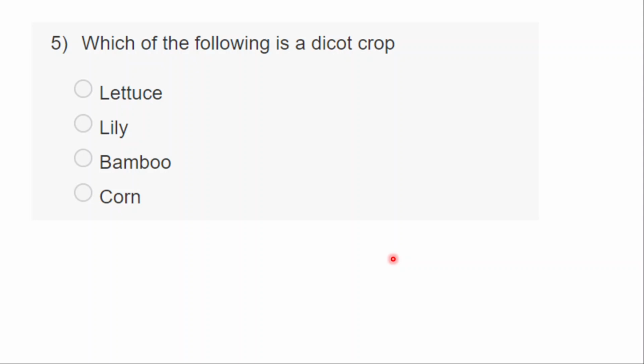Let us see what is the correct answer. Lettuce, A, is the correct answer. So lettuce is a dicot crop. Very good, very good. Many people have answered lettuce and they are correct. Lettuce is a dicot crop. So it's just a single answer, memory based question. Not your fault for those who have answered wrong.